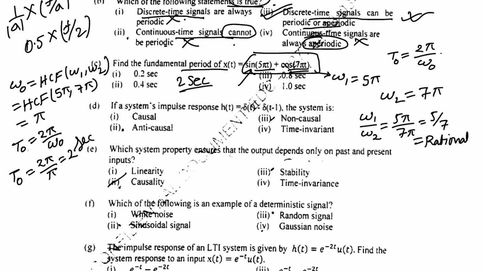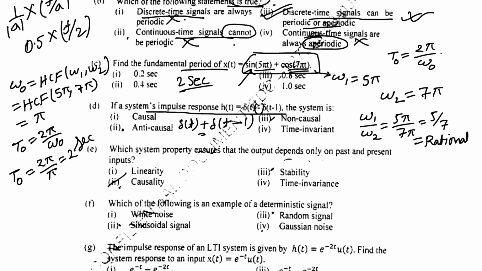Okay. Next question. So question C has none of the options correct. Now, question number D. If a system impulse response is given, then the system is causal or anti-causal and so on. So h(t) is what? h(t) is δ(t) plus δ(t minus 1). Okay. Here there is a confusion, minus or plus, but that is not the case. That will be the same. Okay. If δ of t plus 1 and t.